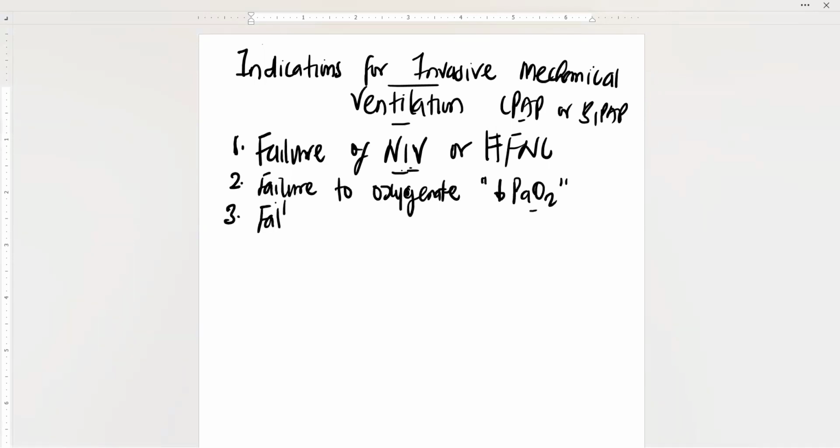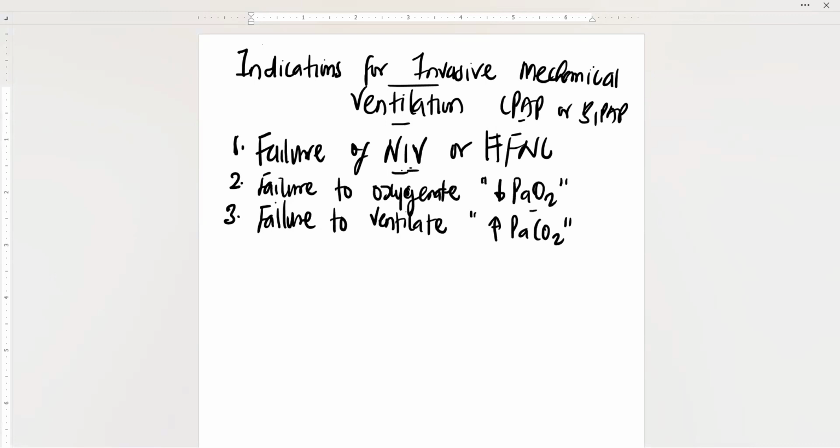The third is failure to ventilate. Like we mentioned yesterday, ventilation is getting rid of your carbon dioxide. And if a patient has failure to ventilate, we can see their carbon dioxide is going to start increasing in the blood. So we can see an increase in partial pressure of carbon dioxide.